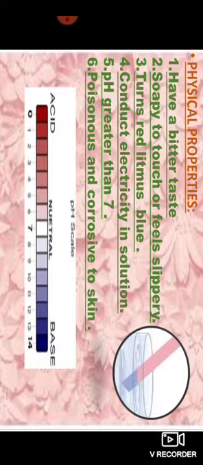They conduct electricity in the solution because those bases which are soluble in water produce ions and they can conduct electric current. Their pH value is greater than 7. Like look at the below chart, as I have discussed earlier, they are given in the pH value from 7.1 to 14 area. They are poisonous and corrosive to skin.